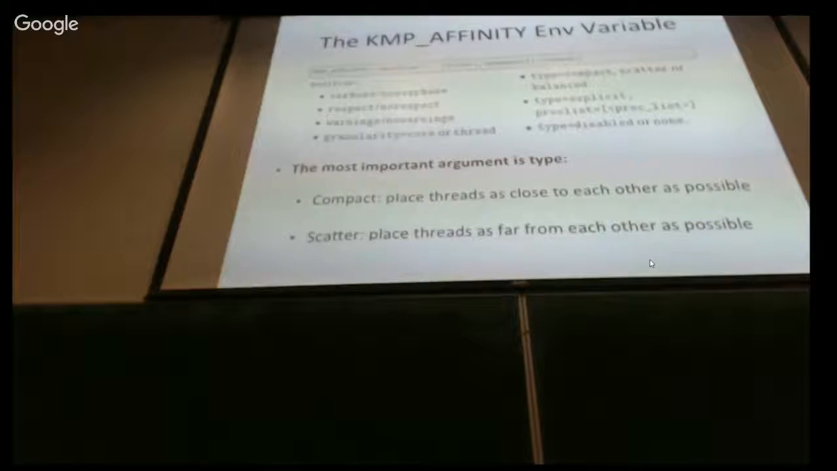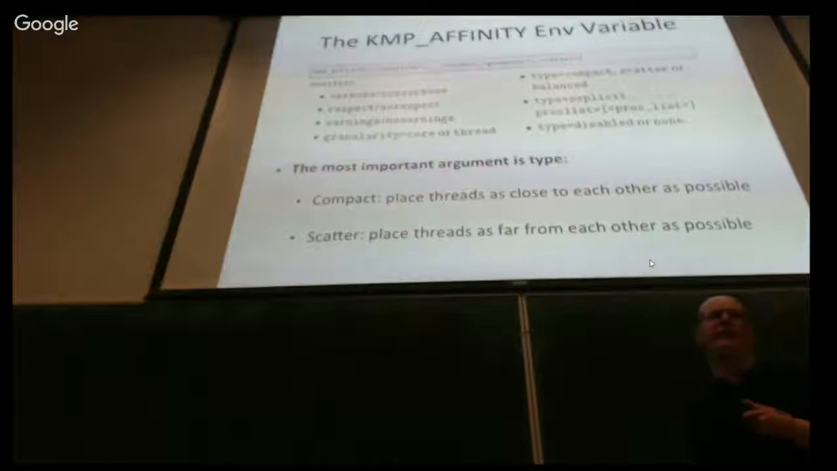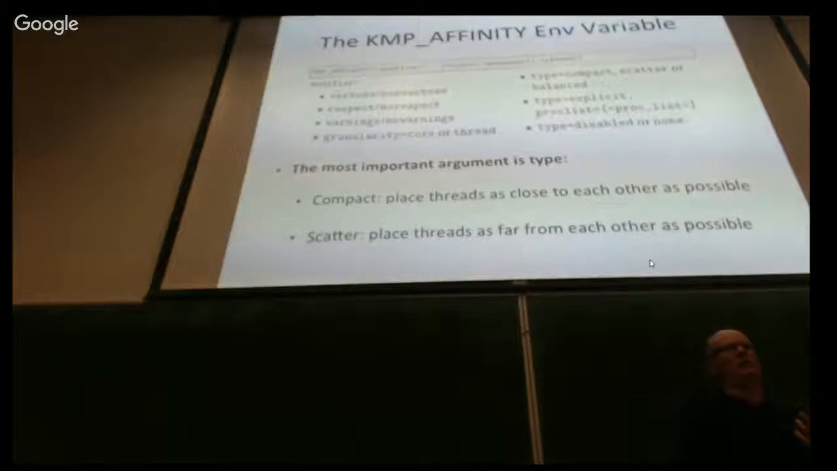There are environment variables to set these affinities. The environment variable is KMP_AFFINITY, and it's quite easy to set. There are different options. The most important ones are compact and scatter, as I mentioned to you. Compact places threads as close to each other as possible. Scatter places threads as far from each other as possible. And to be honest with you, the only way you can really find out is by trial and error.